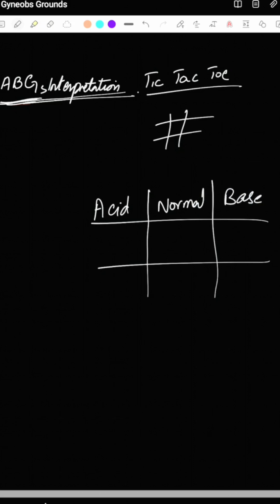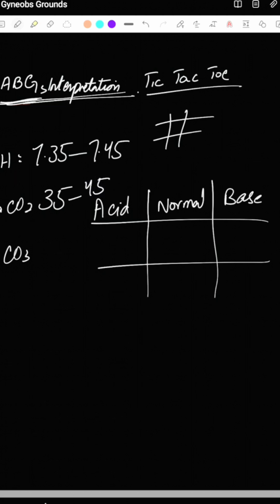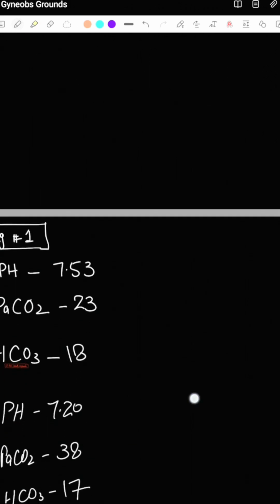First we should note the normal values of a few important parameters. First is the pH, the second is PaCO2, and third is HCO3. The normal pH varies from 7.35 to 7.45. Similarly, the normal values of PaCO2 are from 35 to 45, and for HCO3 they are 22 to 26. This is the basic formula of our game, and we are going to do our ABG interpretation with the help of an example.